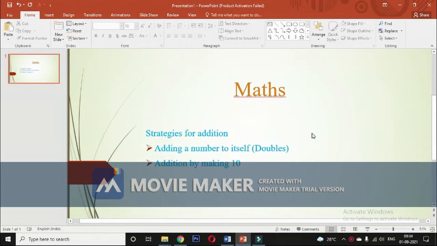Children, in the last class we learned the addition word problem, isn't it? In today's class we are going to learn about the strategies for addition. In this section we will learn some useful strategies for adding numbers. They are adding a number to itself, that means doubles, and addition by making 10. Now let us see some examples related to this.